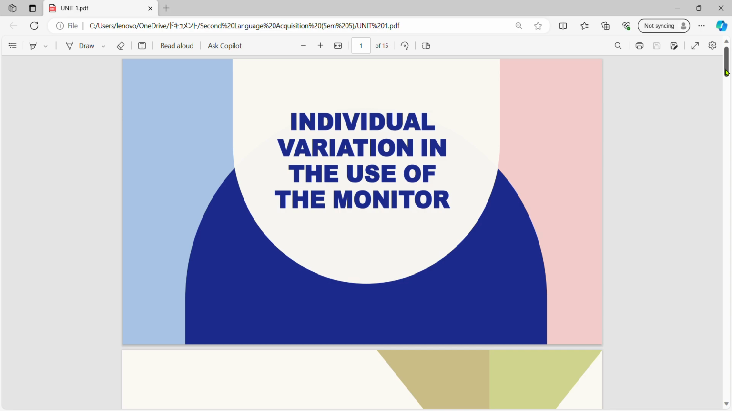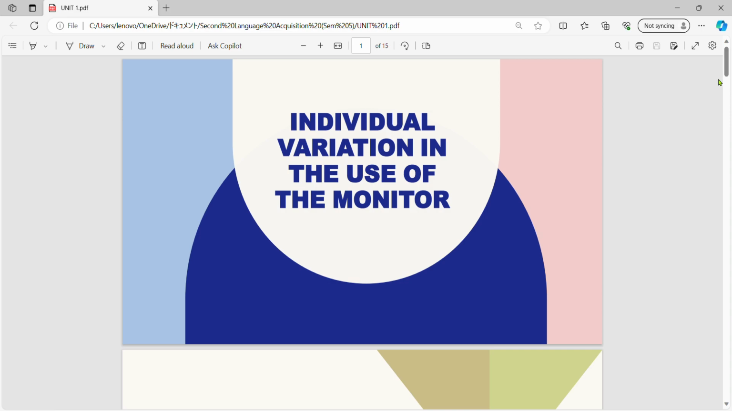I will present to you about second language acquisition from a topic that I chose. My name is Laili Rabiatul Adawiyah, and my ID number is 212-101-0616. Today I will talk about the individual variation in the use of the monitor.